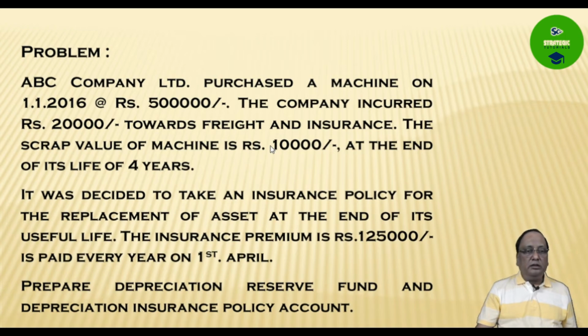Now I am coming to one problem. ABC Company Limited purchased a machine on 1st January 2016 for 5 lakhs. The company incurred 20,000 towards freight and insurance. The scrap value of the machine is 10,000 at the end of the life of 4 years. It was decided to take an insurance policy for the replacement of the asset at the end of its useful life. The insurance premium is 1,25,000, paid every year from 1st April. Prepare depreciation reserve fund and depreciation insurance policy account.